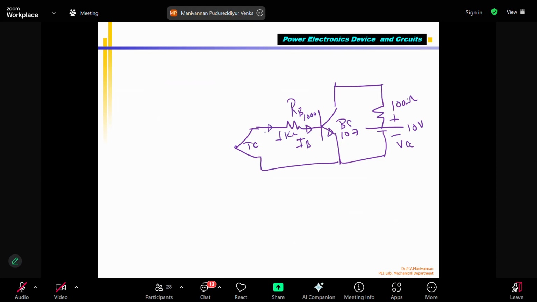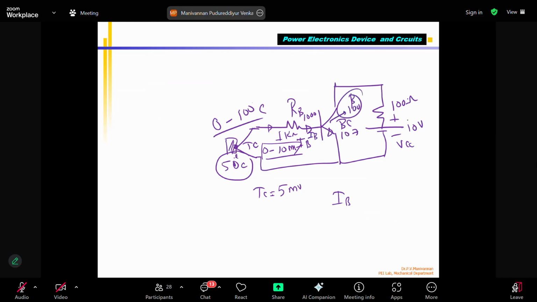Correct? Then what happens? This voltage is varying from 0 to 10 millivolts. For example, if the temperature is 50 degrees centigrade, what is my output? 5 millivolts. The TC output is 5 millivolts when the temperature is 50 degrees, correct? So 0 to 100 degrees varies, and the output will be 0 to 10 millivolts. Currently, the temperature of the object is 50 degrees, so my thermocouple output is 5 millivolts. Now, what is the current IB? This is my IB. My transistor gain beta is equal to 100.